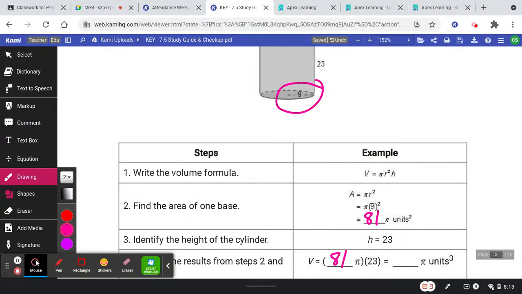Can you guys take a minute, please, and use your calculators to find that? I'm going to call on one of you. Please do 81 times 23 on your calculator. It can be a phone calculator or Desmos, whatever you prefer, or a yellow calculator.